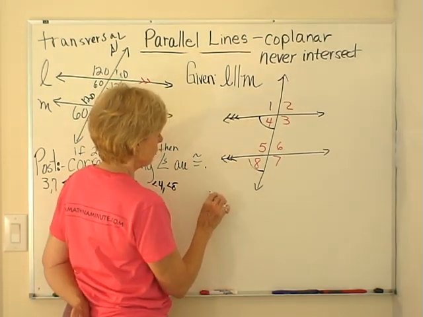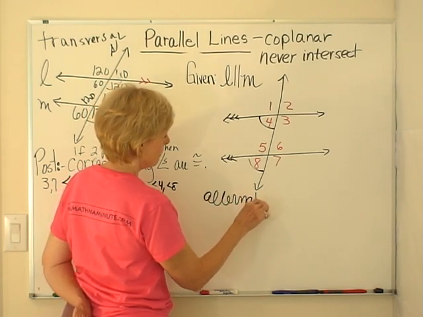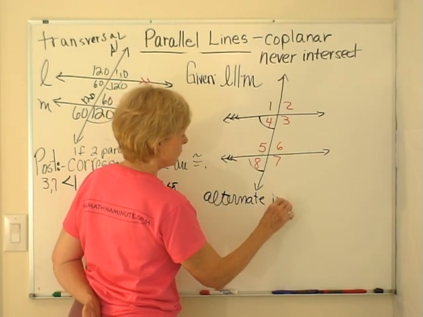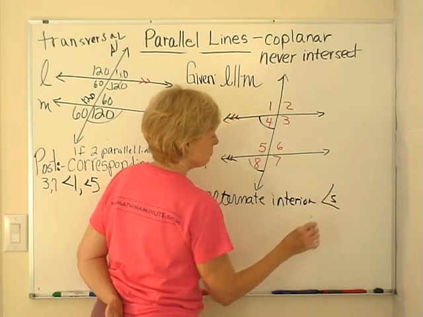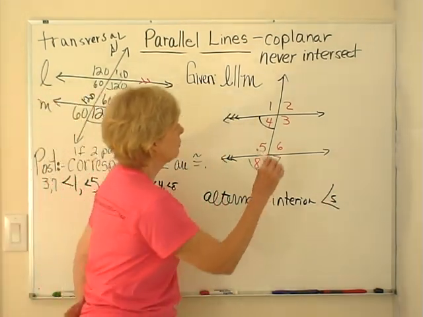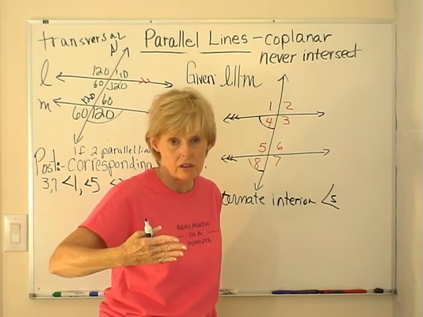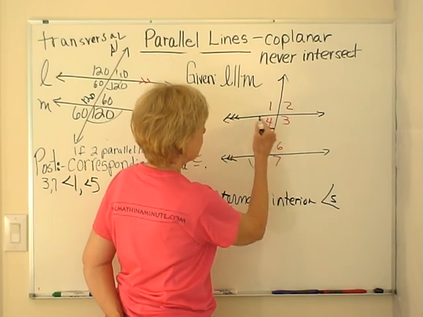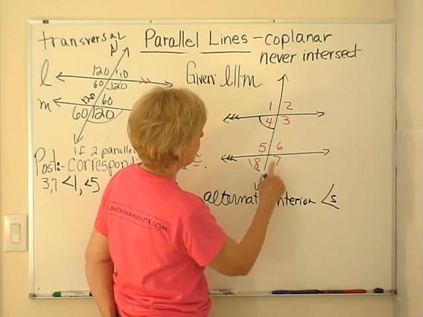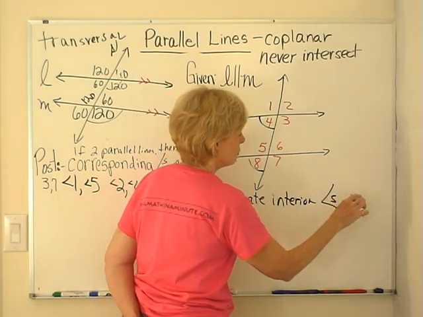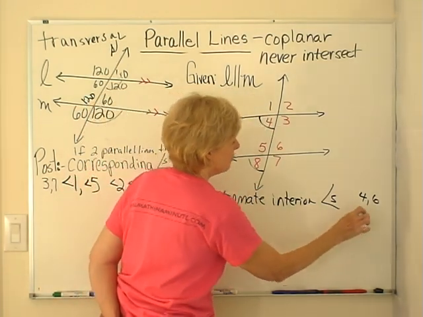Let's look at something called alternate interior angles. I'm going to make a little shortcut. By interior, they mean inside the two parallel lines. And by alternate, they mean alternate sides of the transversal. So the alternate interior angles would be 4 and 6. Good. And the other pair would be 3 and 5.